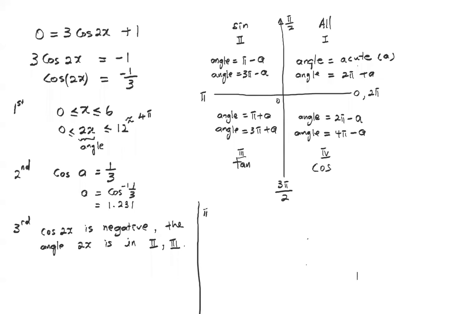Second quadrant, angle 2x is equal to follow this formula. Pi minus 1.231. So now you calculate for the x, quick. 1.911, correct? So is what we get just now, am I right? So it can go to the second quadrant twice. Are you okay? Are you okay? Sure? Can understand or not? It must follow the formula.